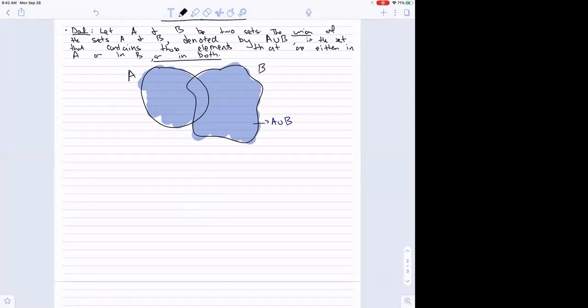Okay, all right. So I can write this in set notation. A union B is equal to the set of all x such that x is in A or x is in B. So this is the definition of a union.